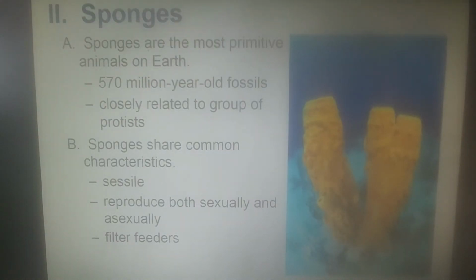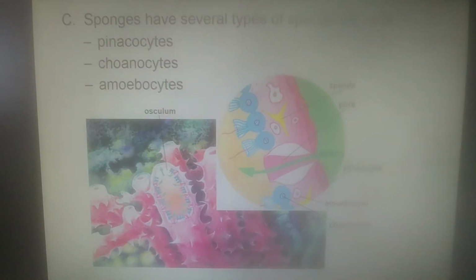Sponges. Been around forever. They're simple filter feeders, and you can see the characteristics here. They're sessile, don't move. They're filter feeders. Make sure you know those, but they've been around for 500 million years. They're the oldest critters on the planet. I'm not really going to make you worry about the names of the specialized cells, but they do have specialized cells that grab and capture stuff and give it structure.